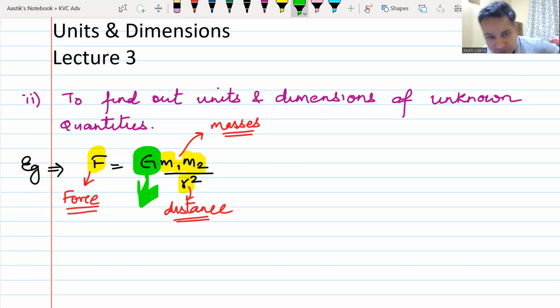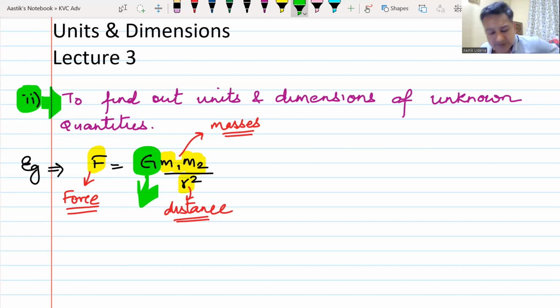Having said that, most of you would be also knowing the value. Most of you would be also knowing the unit. But just to understand how we use dimension analysis, can you tell me how are you going to find out not the value but the unit and dimension of capital G? We are going to use this second use to find out the units and dimensions of gravitational constant G. I'll give you 1 minute for you to try this question.